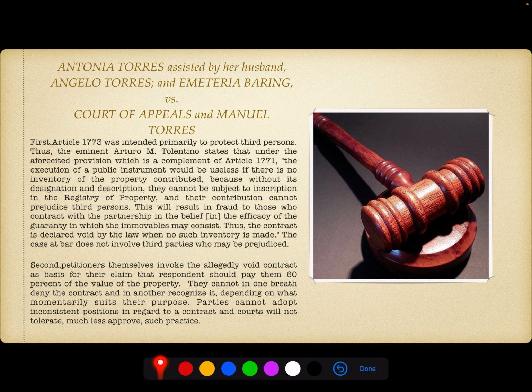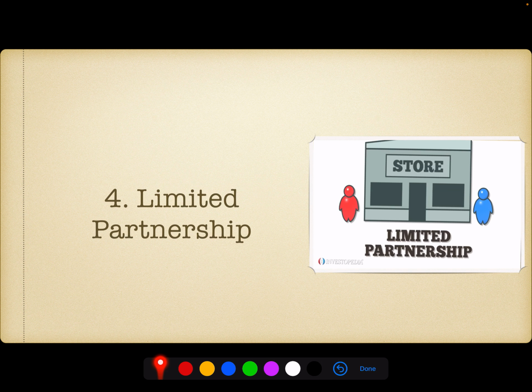Anyway, the point of this case, Torres versus Court of Appeals, is that this is an exception to 1773. The Supreme Court eventually made an exception by saying that the partnership is valid even if they failed to comply with 1773 because there were no third persons affected in this case. Just in this case. It's okay. So the third exception is when it comes to a limited partnership.